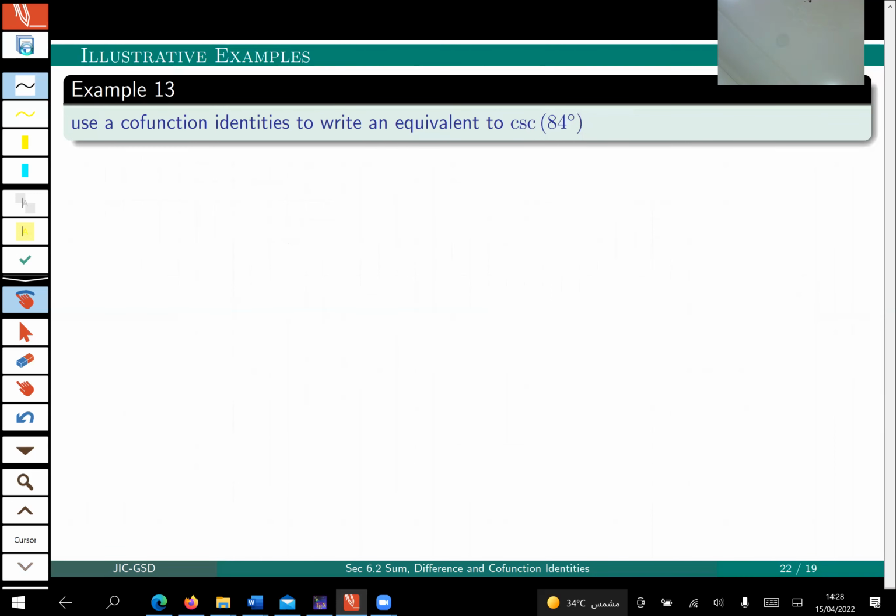This will end our section, section 6.2, which is sum, difference, and cofunction identities.